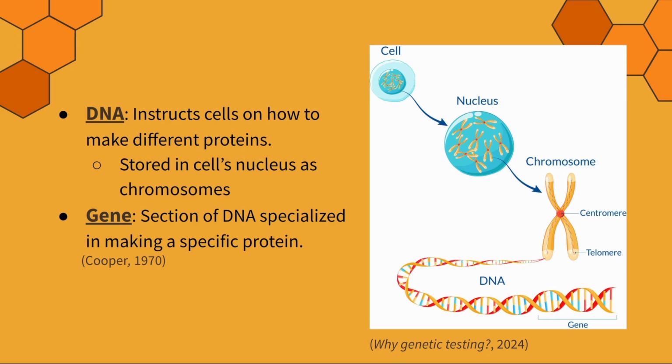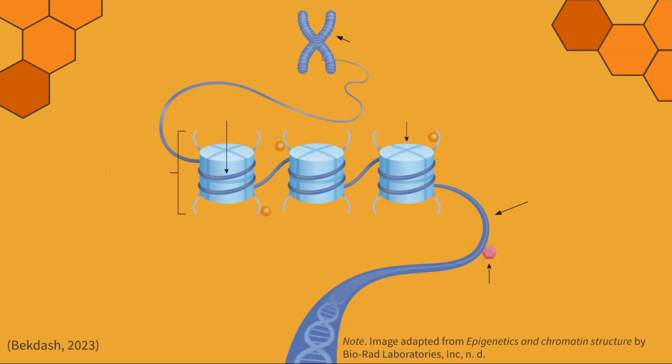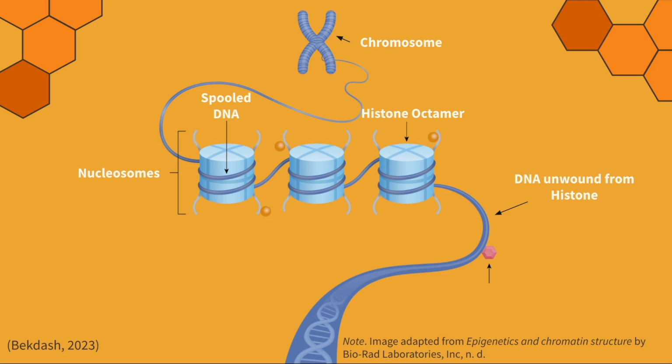This section of DNA is called a gene, and it's specialized to make specific types of proteins. DNA is organized in chromosomes by wrapping around histone octamers, which forms units called nucleosomes. And to express a gene, the DNA must be unwound from the histone for transcription. However, DNA methylation can block this process, resulting in a silenced gene.